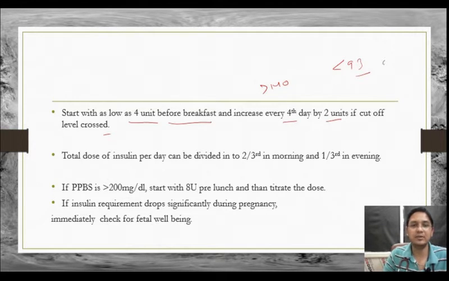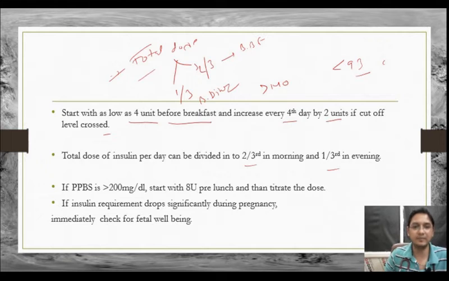Once you get it, we will take the total dose of insulin, and then we will split this dose into two-third and one-third. Two-third is given before breakfast or lunch, and one-third is given before dinner. This is for the premix insulin. So the total dose can be divided. For the premix insulin, when we are giving 2 pricks, you can divide the total dose in this form.